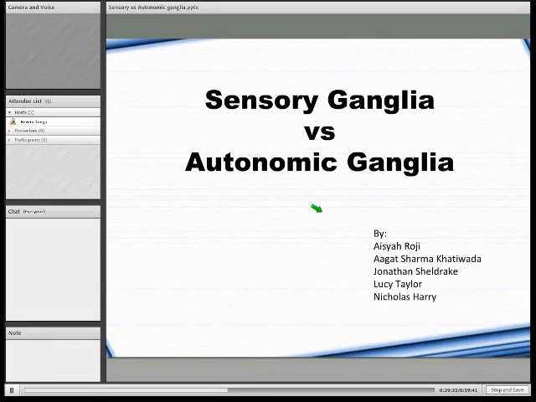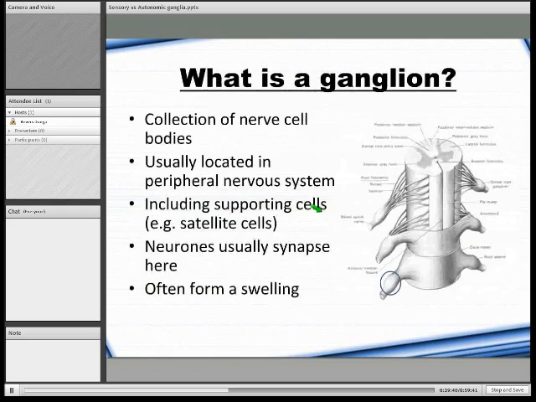Okay, so our presentation is on sensory and autonomic ganglia and just a few of the differences and similarities between them. So first of all, we thought we'd cover what is a ganglion. Basically, it's a collection of nerve cell bodies, which is usually located in the peripheral nervous system, and it includes the supporting cells, so cells like satellite cells. Ganglia provide the relay points and intermediate connections between different neurological structures in the body, so between the peripheral and central nervous system, for example. And they are usually the site of neuron synapsing.